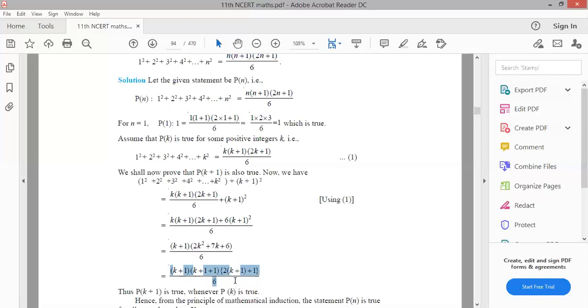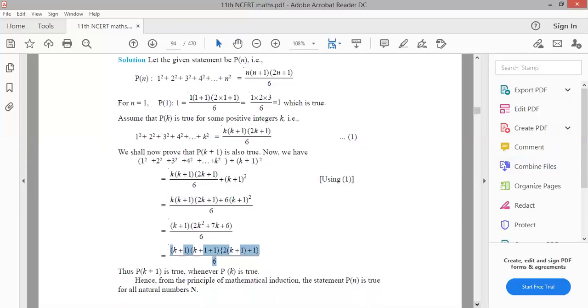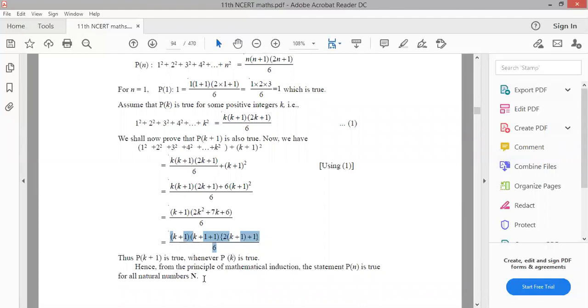So what do we conclude? We conclude that this result is also true for n equal to k plus 1. So for the k plus 1th stage, we have proved it with the help of this assumption step. So we conclude that the result is true for n equal to 1 for the basic step, and the result is true in the inductive step as well. We conclude that the result is true for all natural numbers n. So if it's true for all, it's a general result. It can be used anywhere, wherever there is a concept like this.